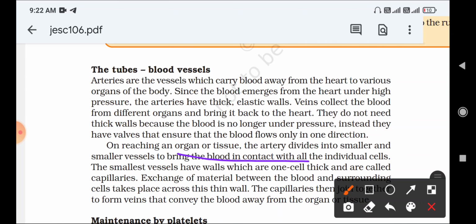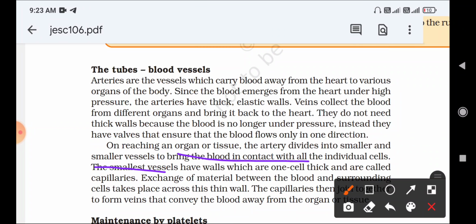While the blood is passed from the heart and reaches the organ or a tissue, the arteries divide into smaller and smaller vessels to send the blood to each individual cell. They divide into smaller and smaller vessels to pass the blood to each and every cell in the body.